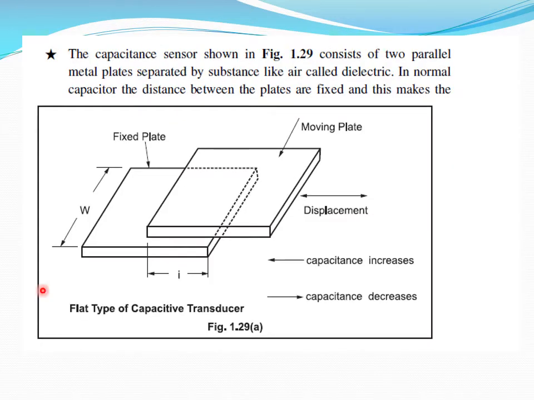The capacitance type sensor in another type, plate type. Here we can see instead of round shape, it is plate type. So this is a fixed plate and this is a moving plate. As it moves in this direction, overlap is more, so the capacitance is increasing. Moving in this direction, capacitance is decreasing. So you can measure the displacement in either direction.